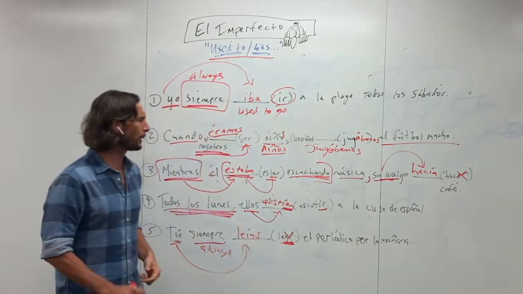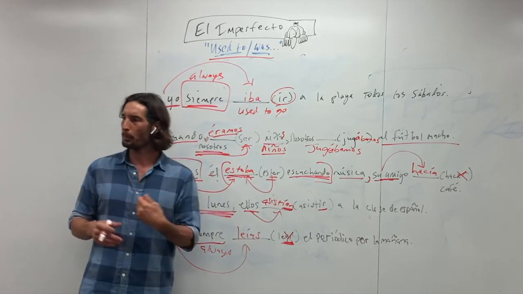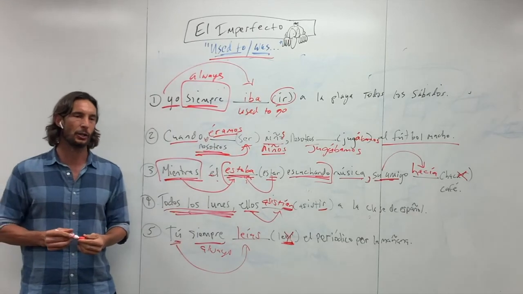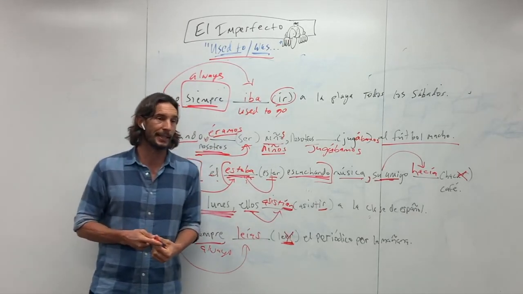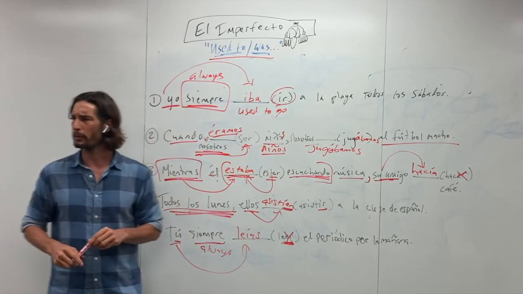So here's five pretty good examples that I think will help you better understand how to use the imperfect in sentences and also how to translate them. So hopefully that was helpful for you guys.